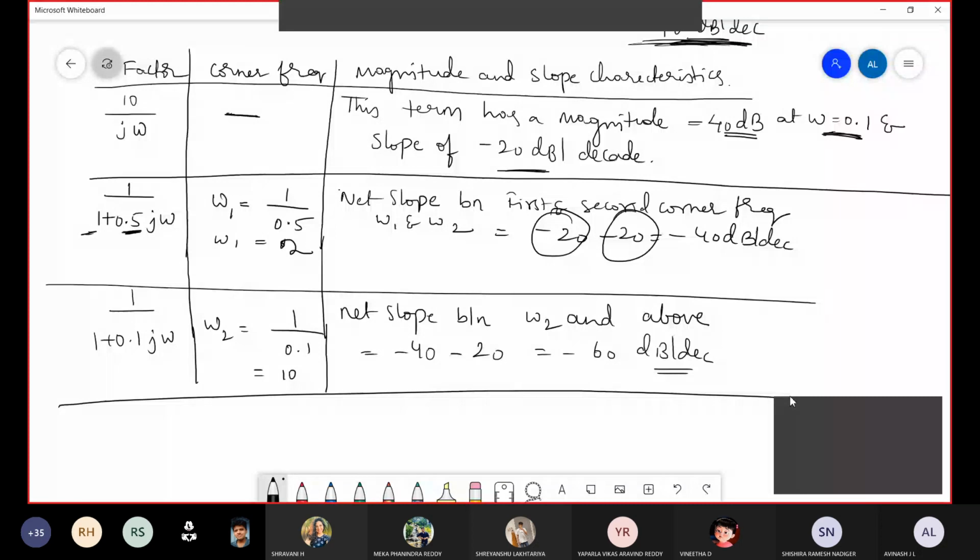The remaining topic next is the phase table we need to discuss. After that, how to write this particular phase and magnitude in the Bode plot, that thing we will discuss in the next class.